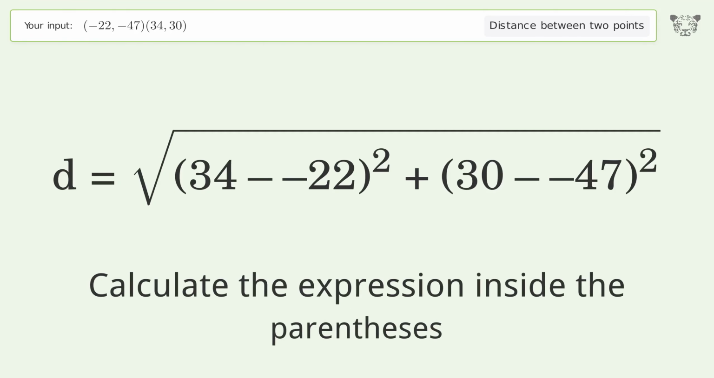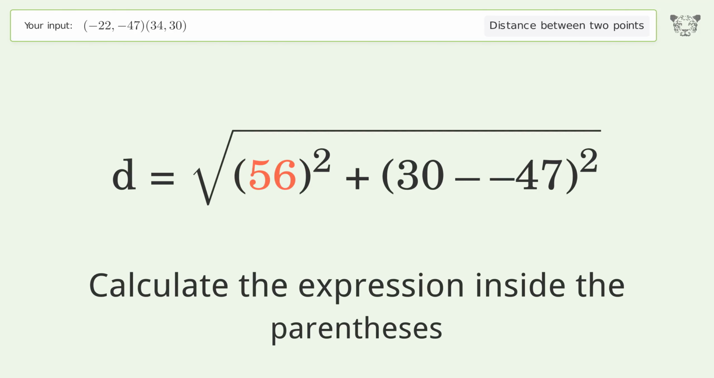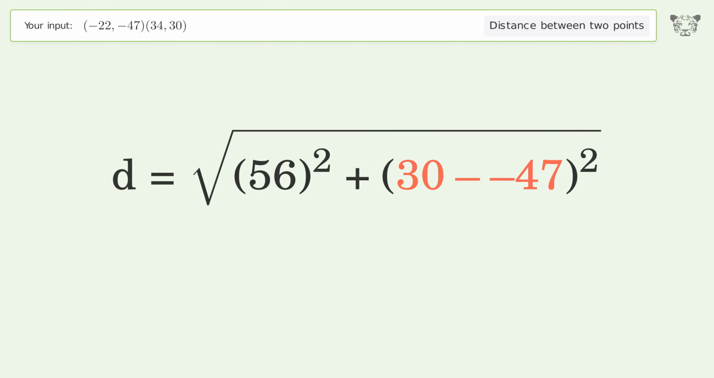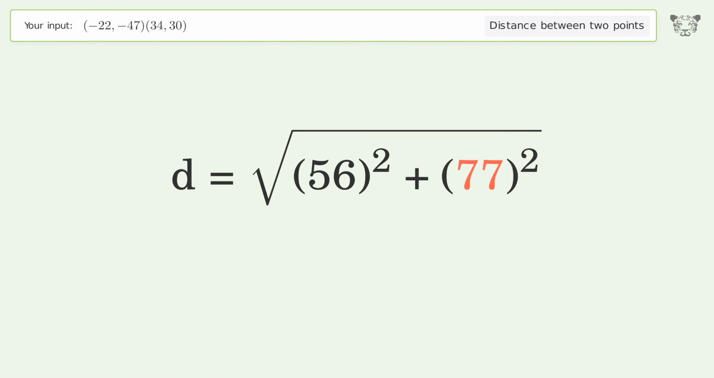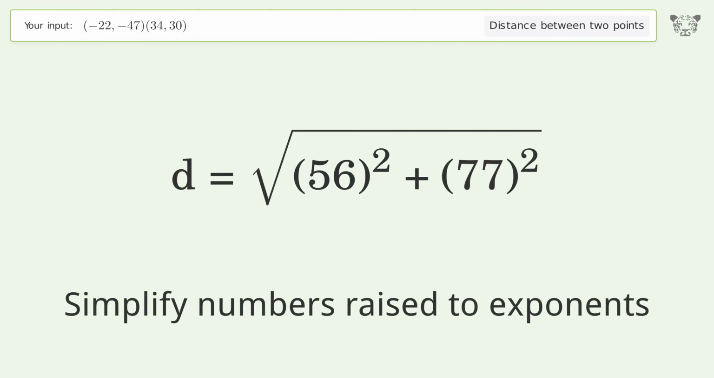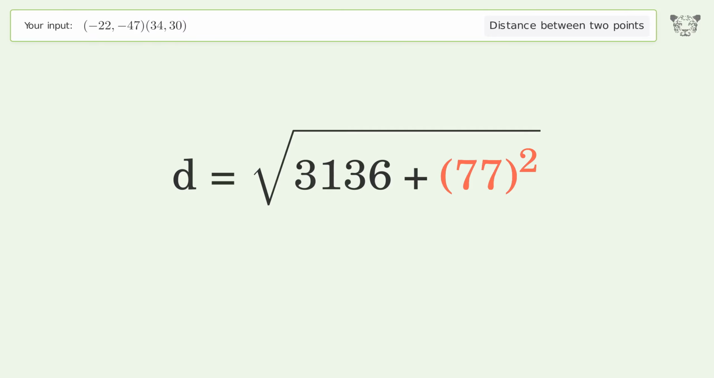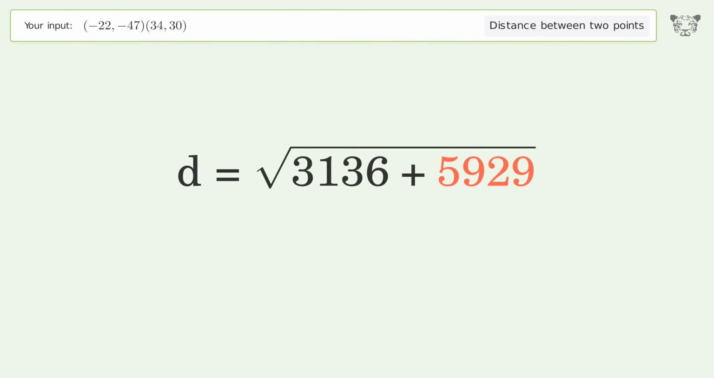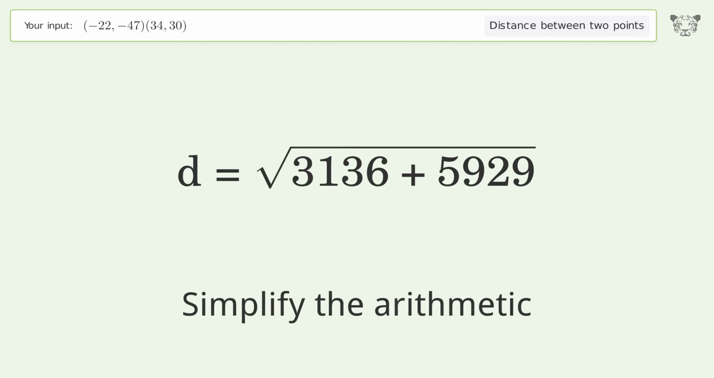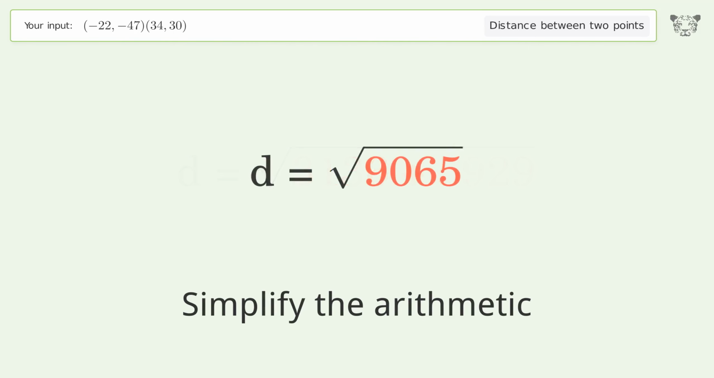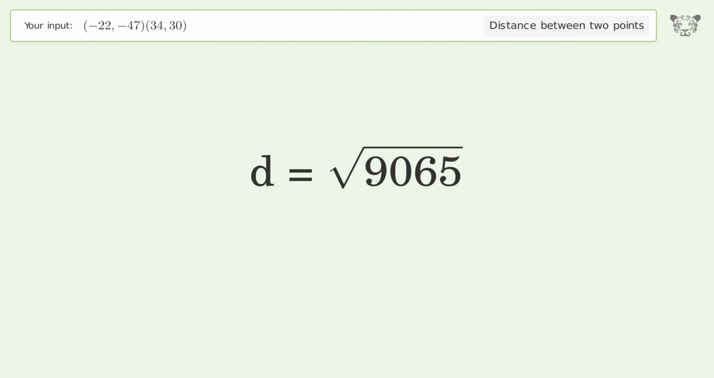Calculate the expression inside the parentheses. Simplify numbers raised to exponents. Simplify the arithmetic. And so the distance between the 2 points is the square root of 9,065 or 95.21.